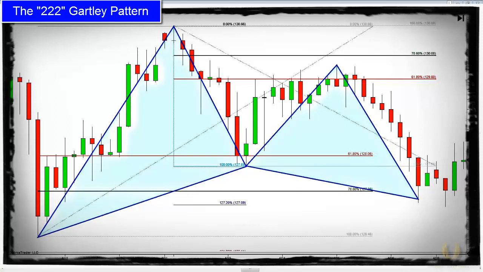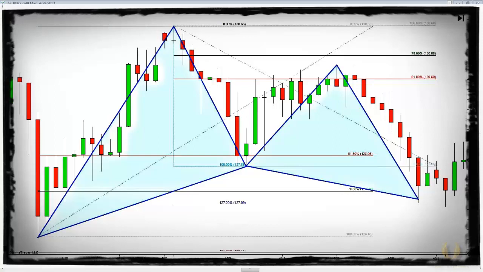So the first step of the Gartley pattern is our X to A leg. The first step in identifying a Gartley begins when the market creates an impulse or an anchor leg, which is our X to A. Once this initial move is created and identified, we can start to look for the rest of our criteria to be met.